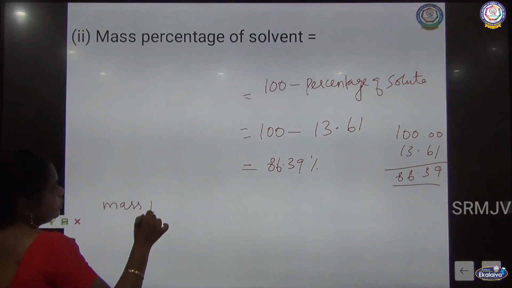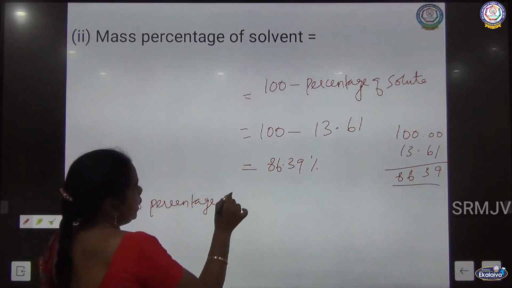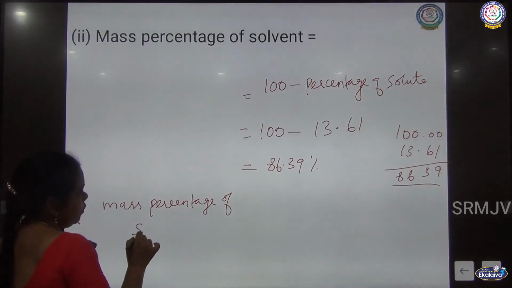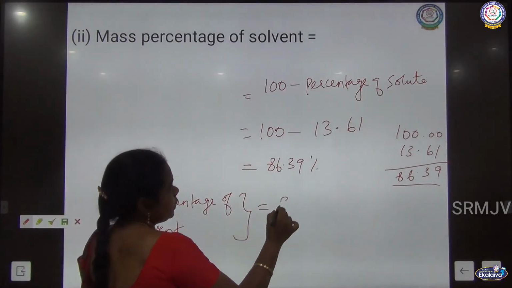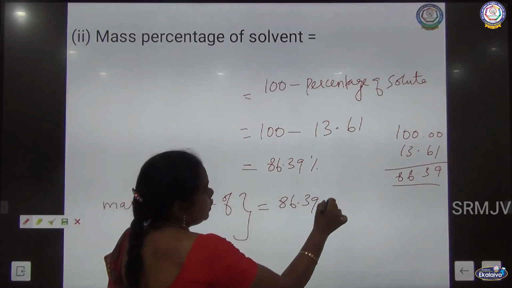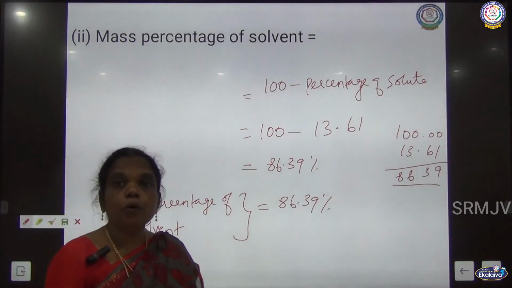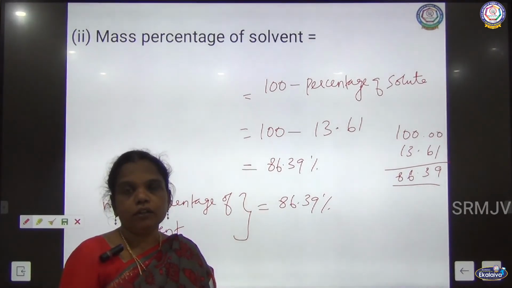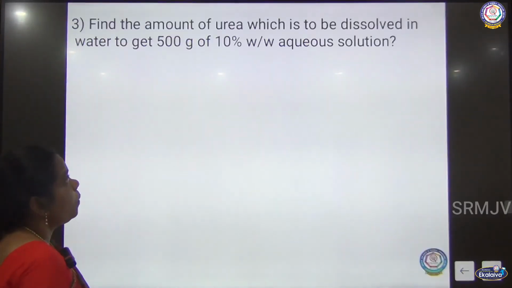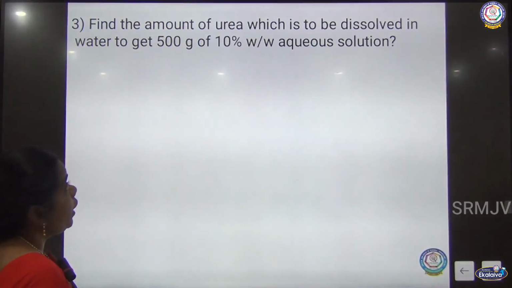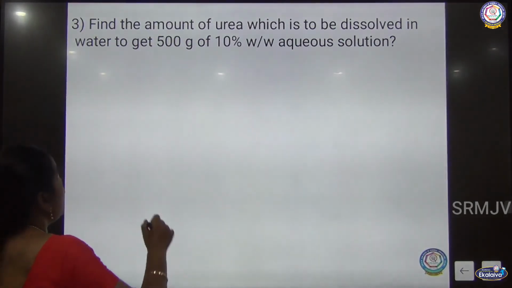Mass percentage of solvent is 86.39%. And next we are going to learn about the volume percentage. Now we are going to learn about the volume percentage of the solution. So now here you have to find out the amount of substance present in the 10% solution of aqueous solution.